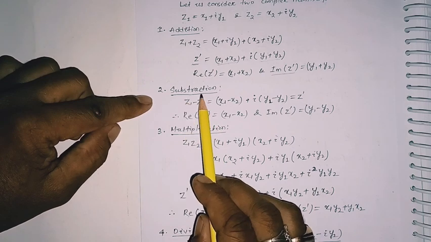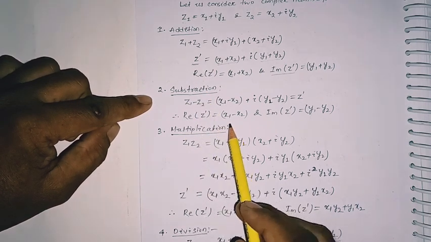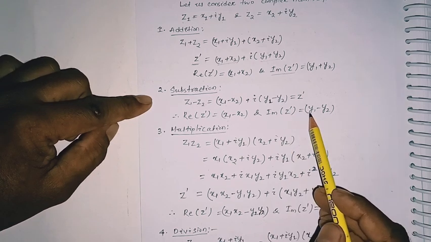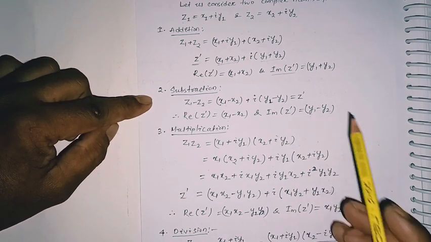If we consider subtraction between the two complex numbers, we find the real part of z dash will be x1 minus x2, and the imaginary part will be y1 minus y2.